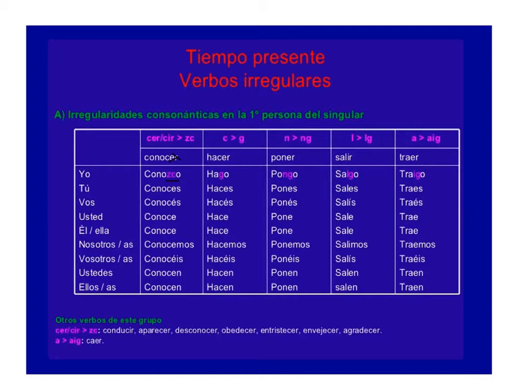Now let's take a look at the verb conducir. Conducir ends in CIR. So when we conjugate this, again, we chop off the CIR only in the yo form and change to conduzco. After that, the only thing that we will replace is the IR. So it will be conduces, conduce, conducimos, and conducen.